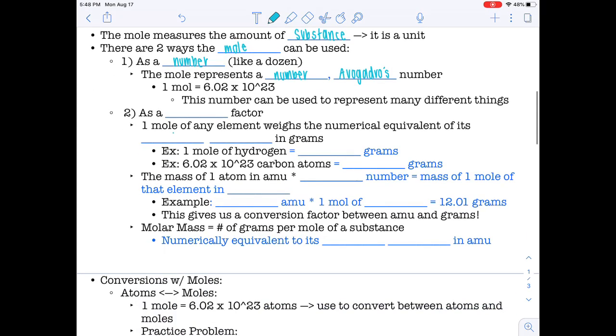The second way the mole is used is as a conversion factor. 1 mole of any element weighs the numerical equivalent of its atomic mass in grams.